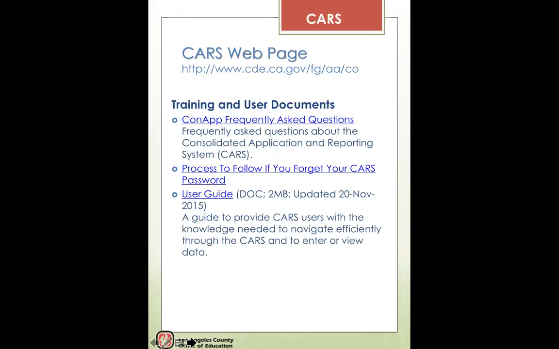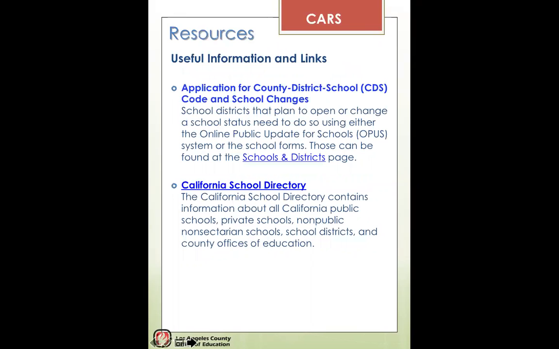And the next page is for if one of your schools has changed configurations, or you have a new school. You will need to go into this link, the online public school update, and update your school there before it will show up in the CONAP. So if you have a missing school that's maybe new, it may not have been registered in this system, so you'll need to do that.